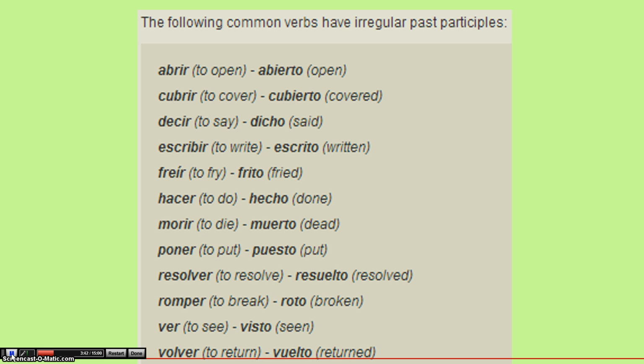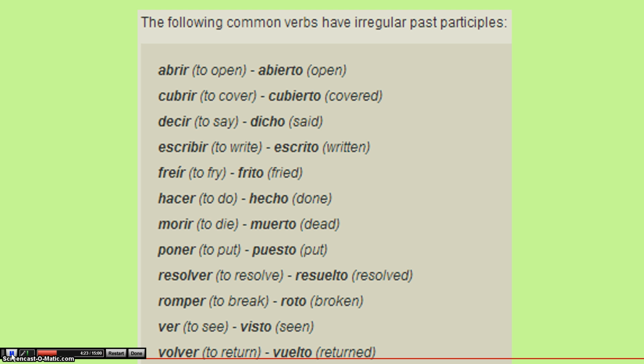Now, some of you might wonder if there are any irregulars. You definitely won't be tested over this, but you never know. You might see these in some activities that we're doing, or there might be an extra credit question on a quiz or a test. We do have some irregular past participles. When I'm looking at these, I would say the major ones that I would want to write down if I was you would be like escribir, escrito, hacer, hecho, morir, muerto, because we're learning the verb morir right now in this chapter, poner, puesto, ver, visto, and volver, vuelto.